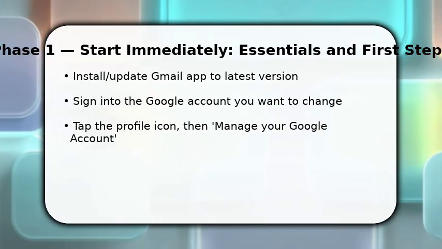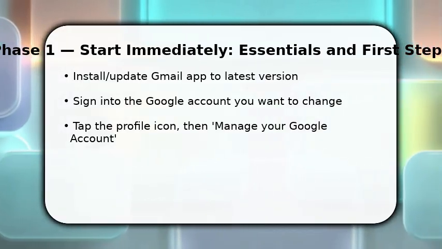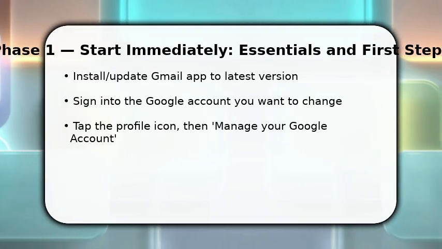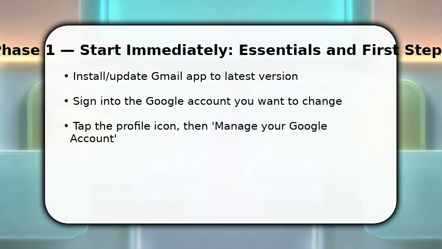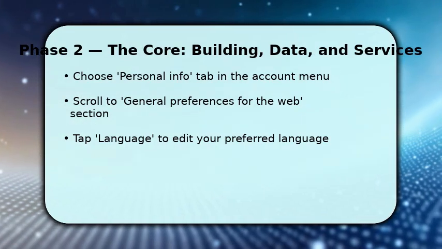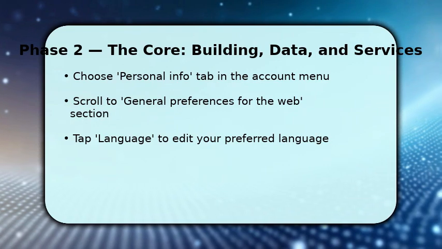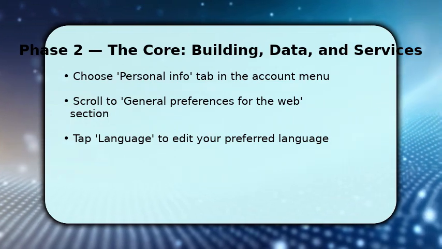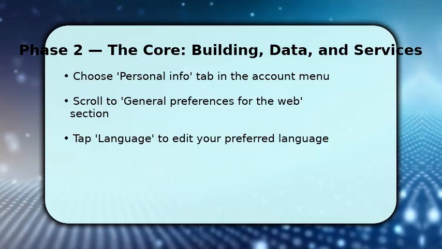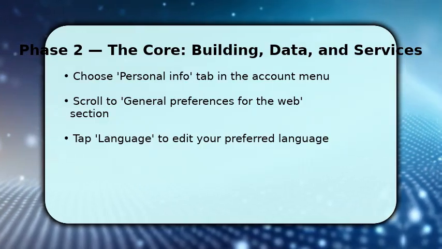Start from the account controls so the language applies across Google Apps, not only Gmail, which avoids repeating steps later. Once in your Google account screen, tap the Personal Info tab and scroll until you see General Preferences for the web. This is where language lives. Tap Language to open the selector.